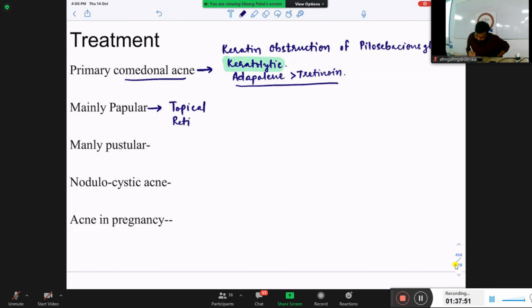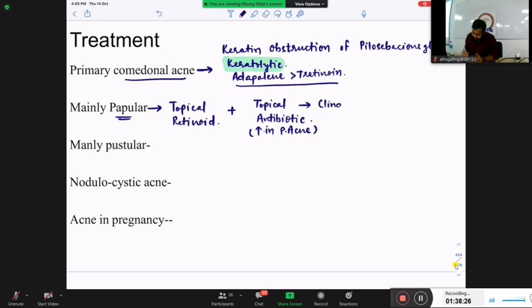Mainly in the papular stage, we will continue with the topical retinoid. And because there is a papule, I will give a topical antibiotic, because at this stage there is an increase in Propionibacterium acnes. Which topical antibiotic do we use? Topically we use clindamycin.